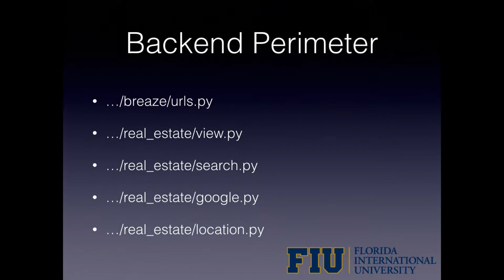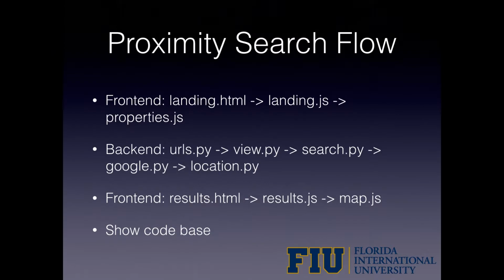So real estate view.py holds the view to perform the search engine. This is where you begin the search, and there's a property view set there that has the search engine ready to go. Search.py is my module that I've created that holds the search engine. Google.py holds functions to connect to Google and has an API manager for Google Maps. And finally, location.py is my module that holds a bunch of functions for coordinates. So yeah, that's the backend perimeter.